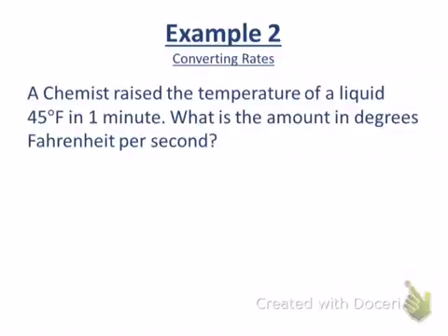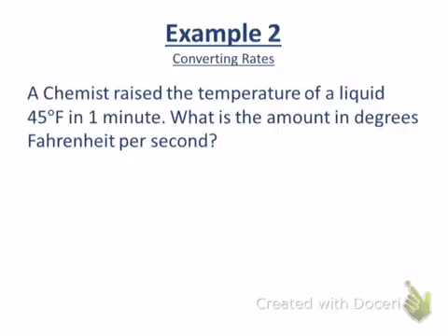This is something that we've already done. We did it in Unit 1. We're revisiting it here again because it's a common thing that students struggle with. If y'all remember Test 1, this was kind of the most commonly missed question skill. A chemist raised the temperature of a liquid 45 degrees in 1 minute. What is that amount, 45 degrees in 1 minute, in degrees Fahrenheit per second?